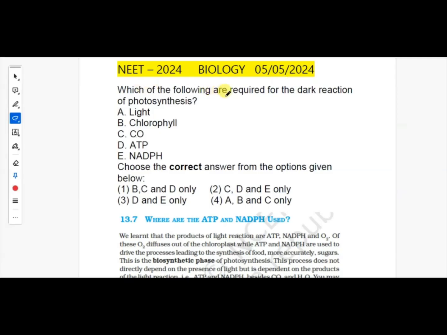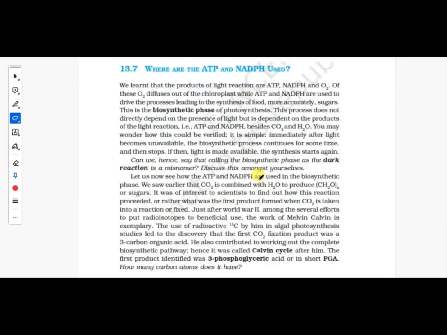Which of the following are required for the dark reaction of photosynthesis? Light, chlorophyll, CO2, and ATP and NADPH. And options are C, D, E: CO2, ATP, NADPH, and option 2, C, D, E only. You can see the NCERT lines from the particular topic related to the question from the chapter known as photosynthesis in higher plants.